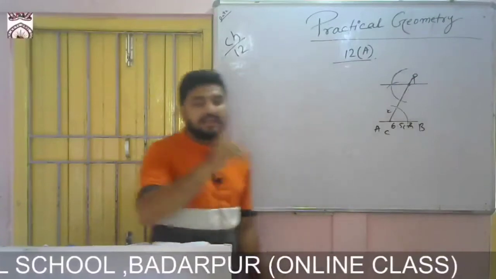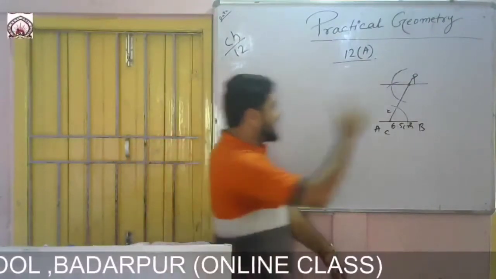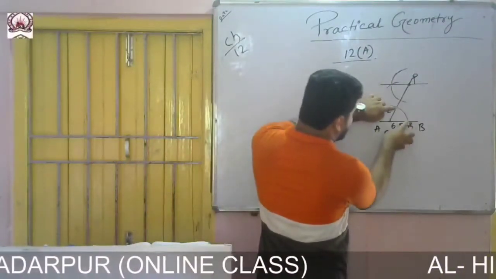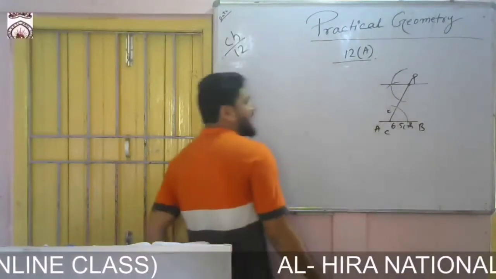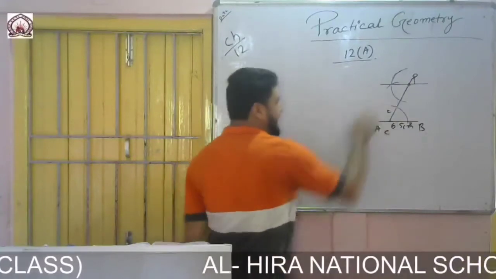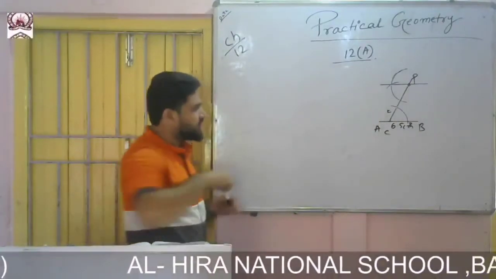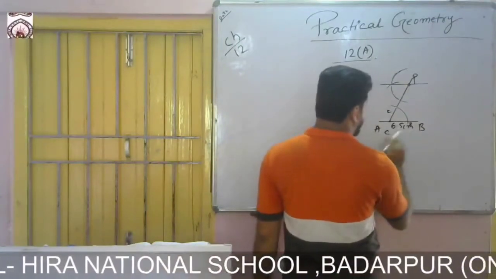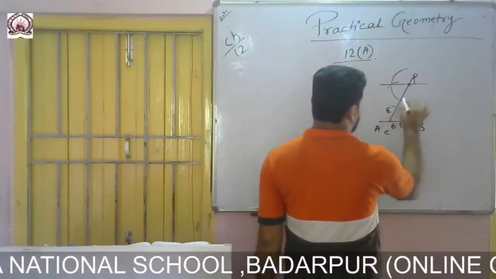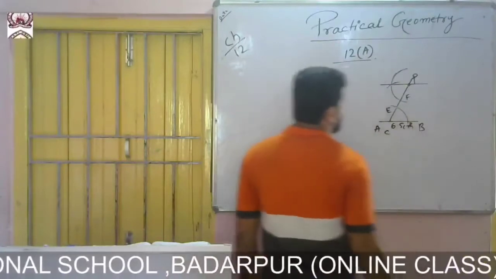Then the third step is that you adjust your compass and take the measure of this angle. Take this measure, and placing it at this one, you give another point. Suppose this one A, B, C, D, E. This one you give F. This one you give G.